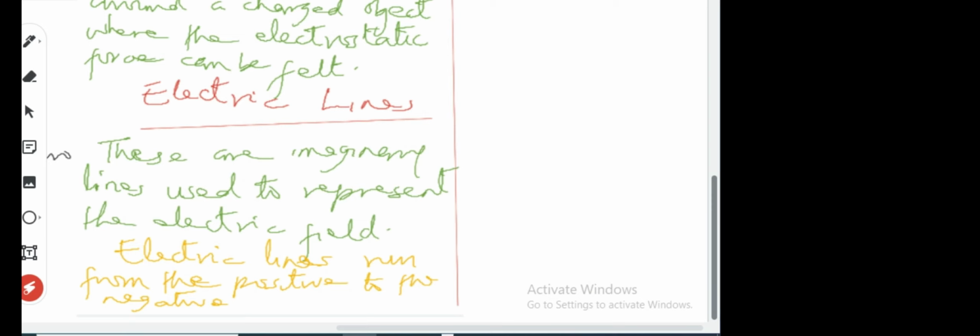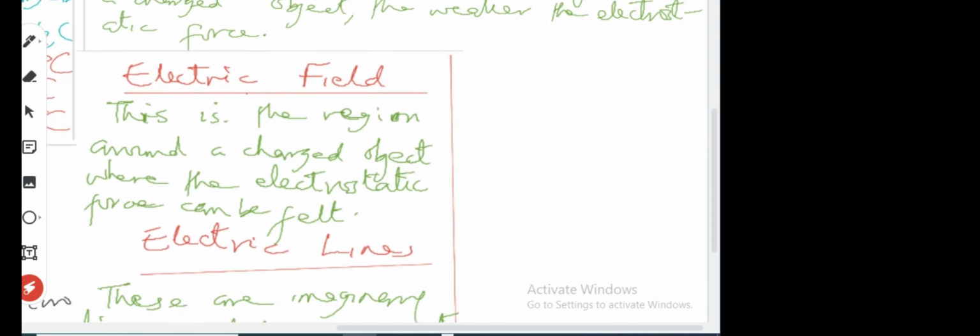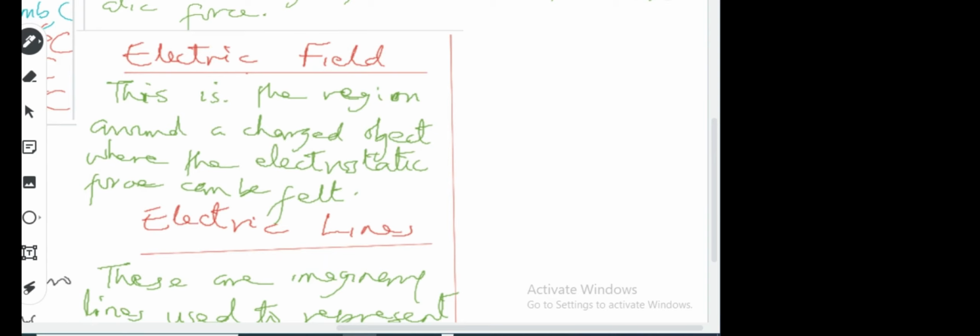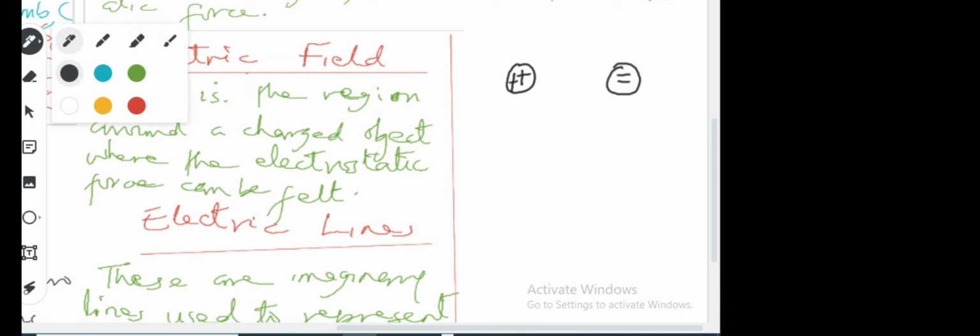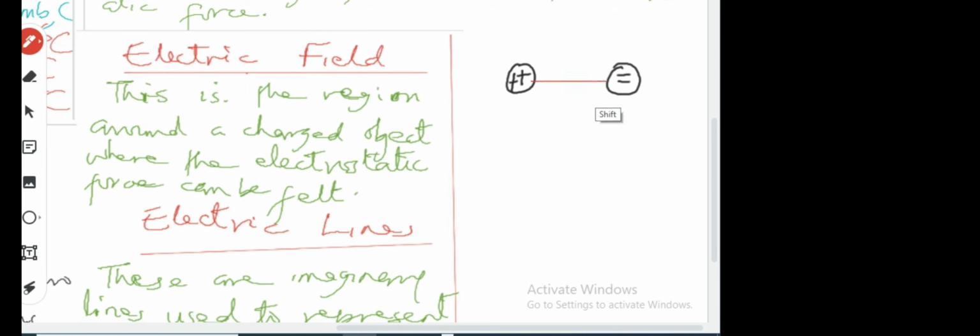For instance, let me represent it here before I move on. If you have a positive plate here, that's an object that is positively charged. And then you have an object that is negatively charged here. The electric lines between the positively charged plate and the negatively charged plate will be like this. What will be the direction? To the right, because it comes out of the positive towards the negative.